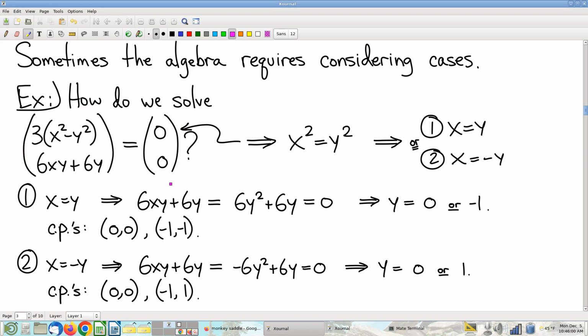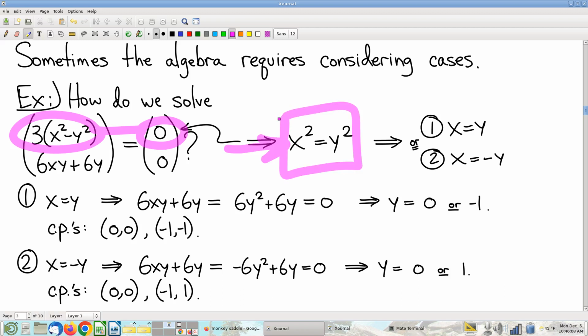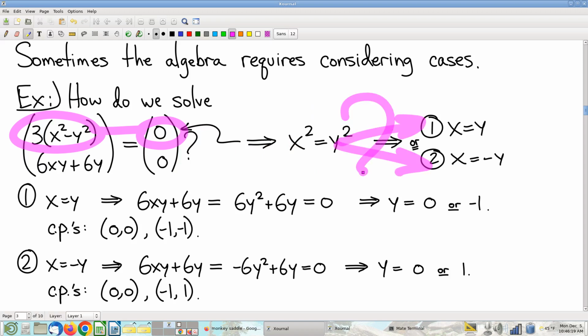So that being the case, this says that x squared has got to equal y squared. That part's easy. Here's the problem. X squared equals y squared. There's really kind of two versions of what that might mean. And we don't know which it is. It could be that x is equal to y. But it doesn't have to be. It also, just as well, equally well, could be that x is equal to negative y.